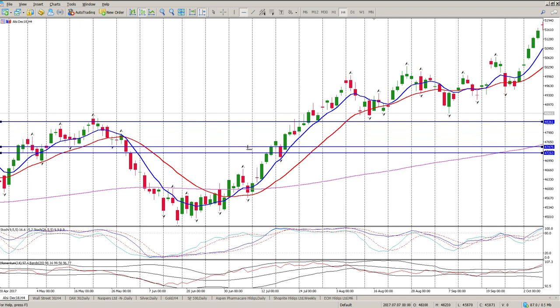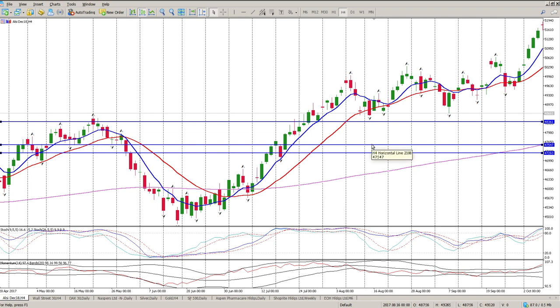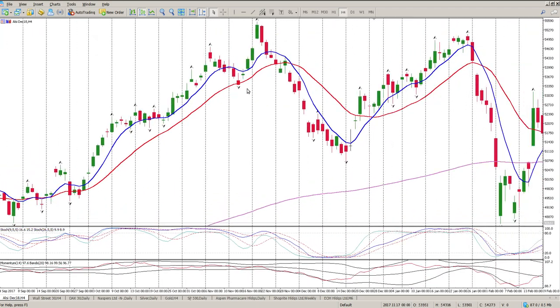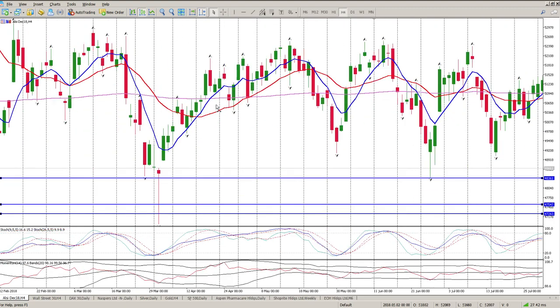And something along the lines of this. You see all these tails to the downside here, so that would typically be a good ambush area. So 47,550, 47,260. So pretty much a 100-point difference here. Much of a muchness, I suppose.